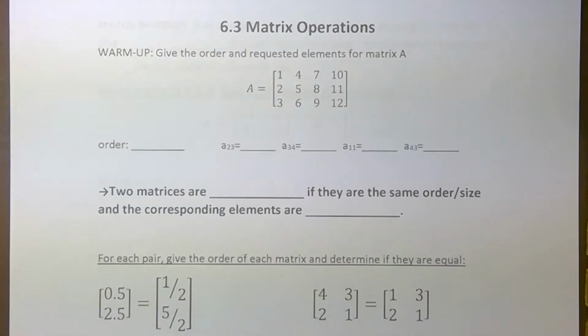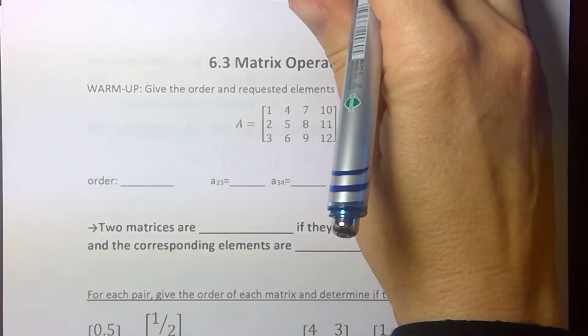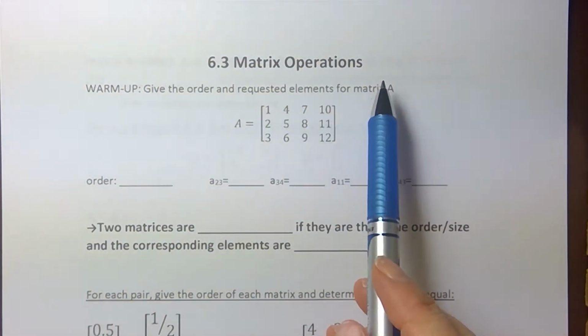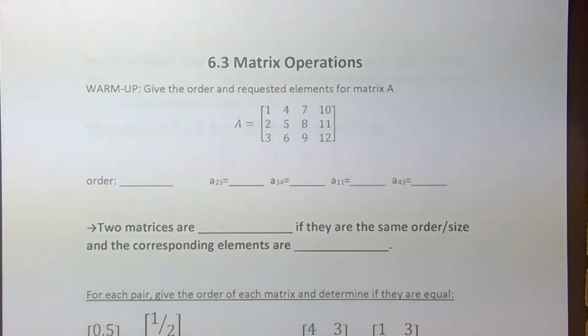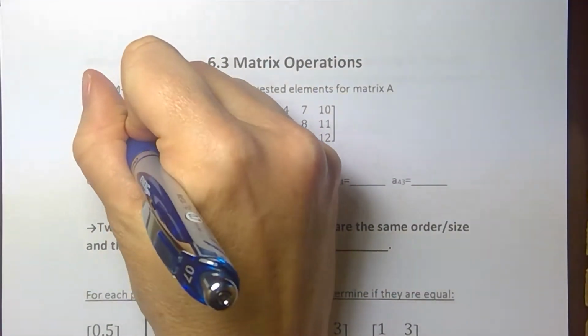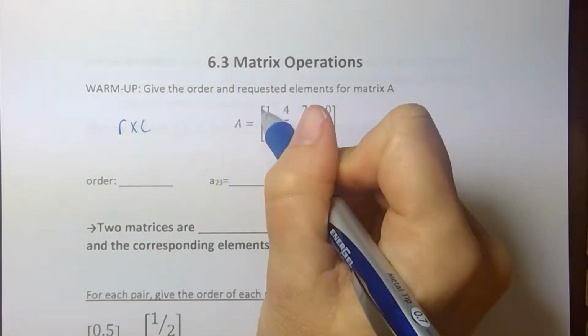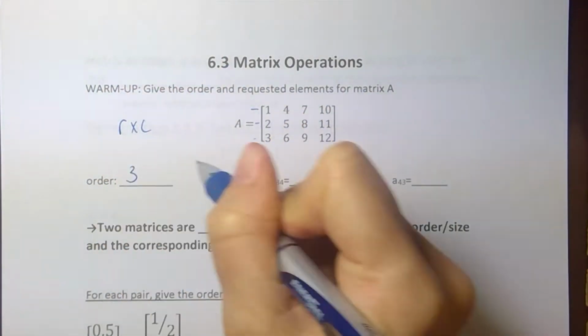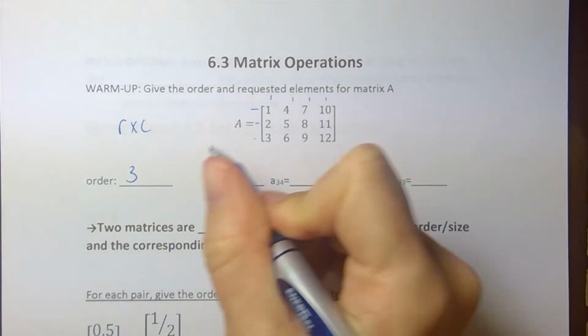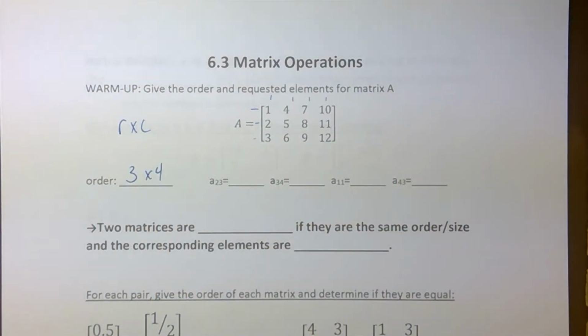Okay, just as a warm-up, give the order or the size and the requested elements for this matrix A. Well, remember when we are working with matrices, we always go rows by columns. And this matrix has 3 rows with 1, 2, 3, 4 columns. So it's a 3 by 4 matrix. I cannot call it a 4 by 3. That would be adjusting the orientation.